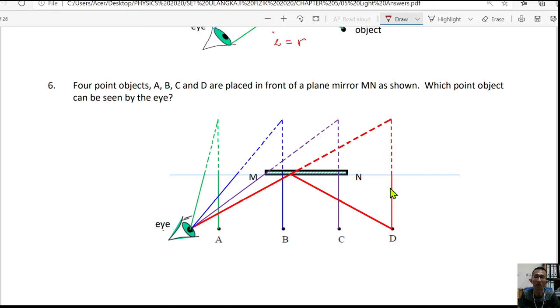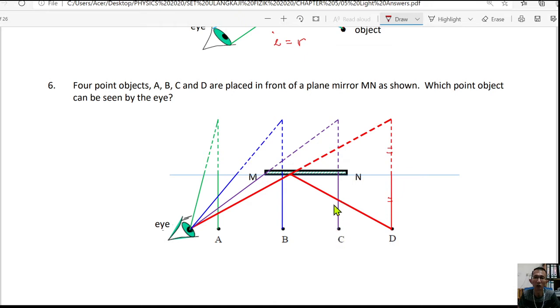Okay, so same method. I measure the distance from the object to the mirror. For this case, I draw a reference line here to denote where the surface of the mirror is. So I draw a line and I measure the distance perpendicularly from this point to the mirror. These two lines must be of the same length.